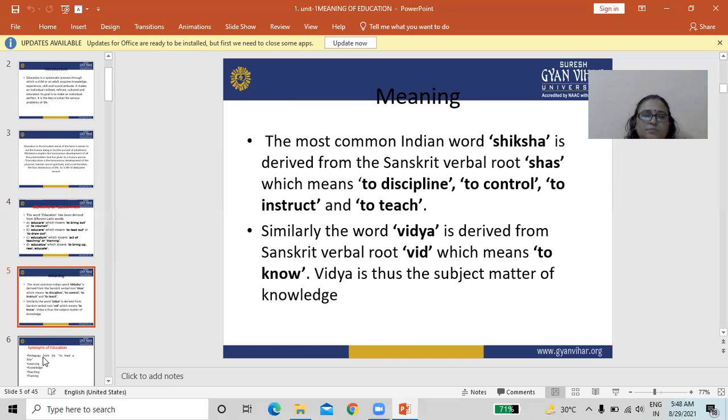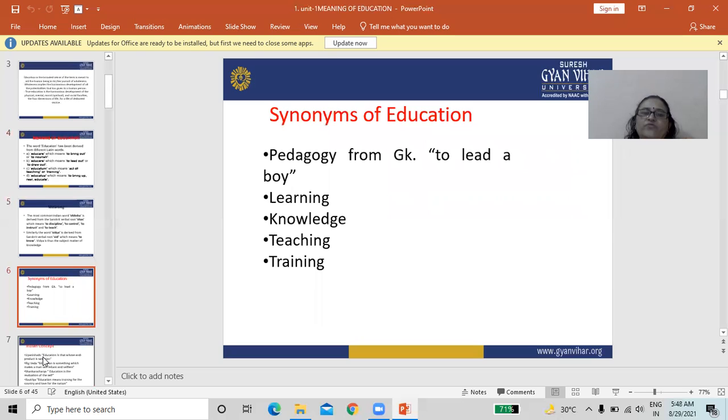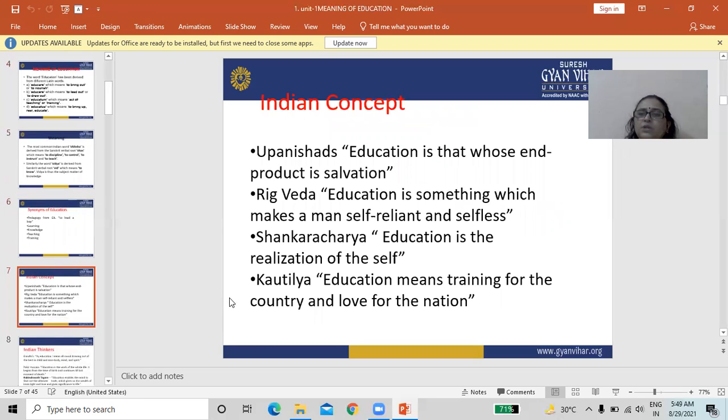Synonyms of education: pedagogy, from Greek, to lead a boy, learning, knowledge, teaching, and training. These are the synonyms of education. Now we will discuss some definitions of education. First, we will discuss Indian concept definitions. Then we will discuss Western concept of education.